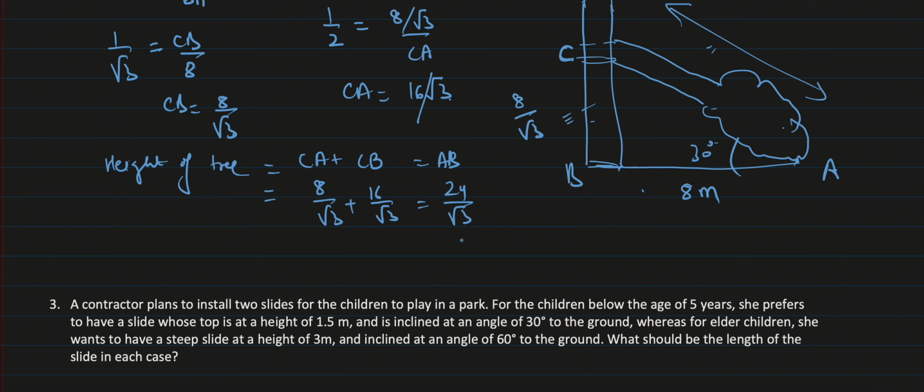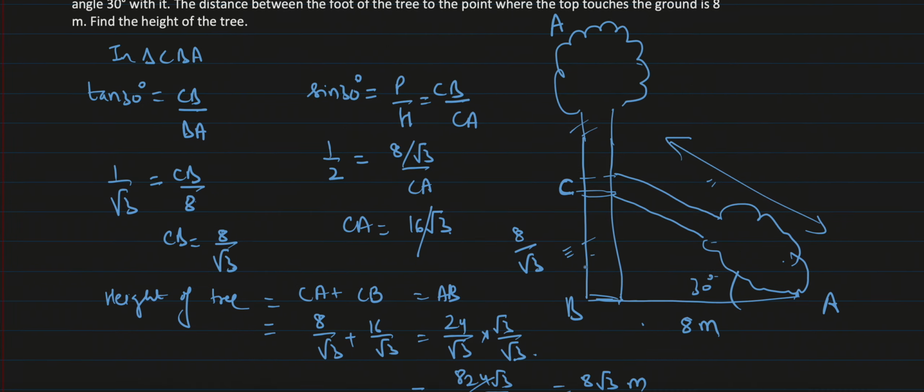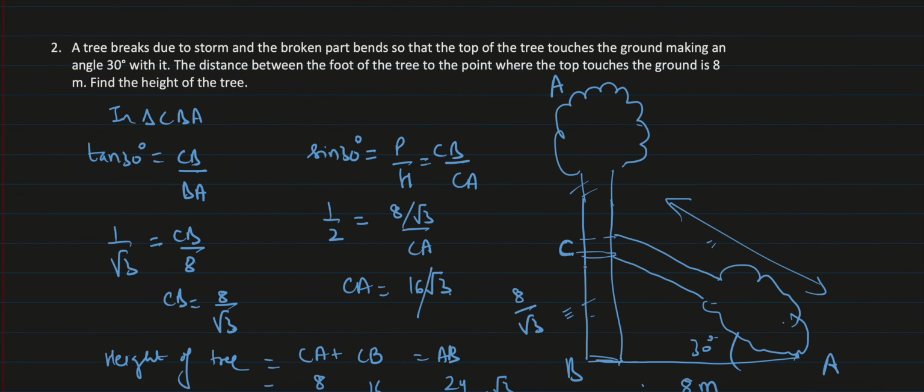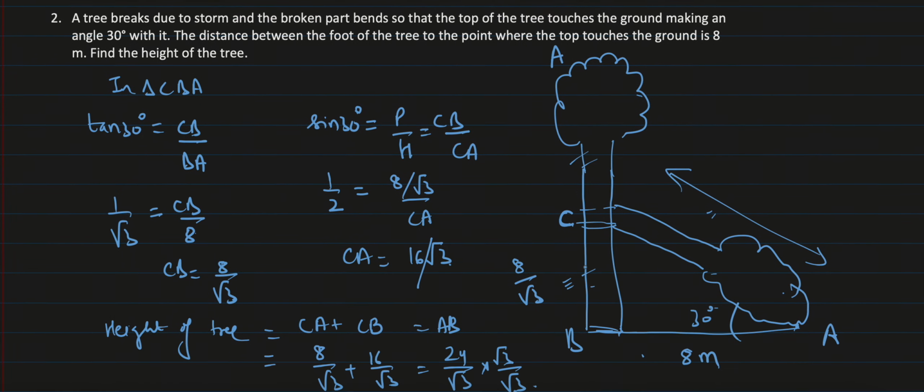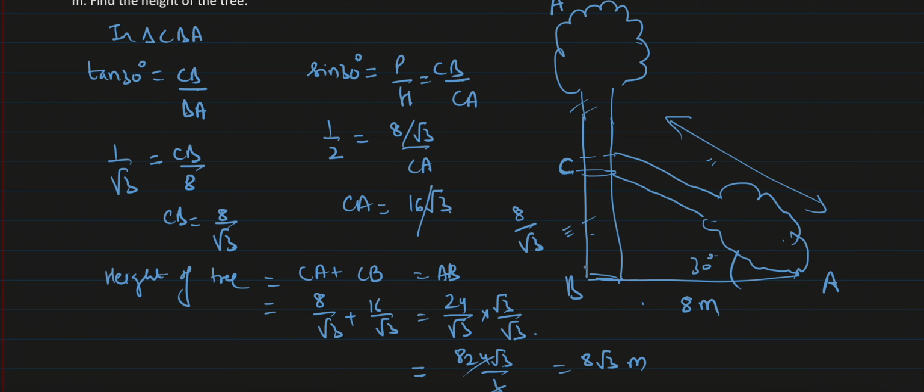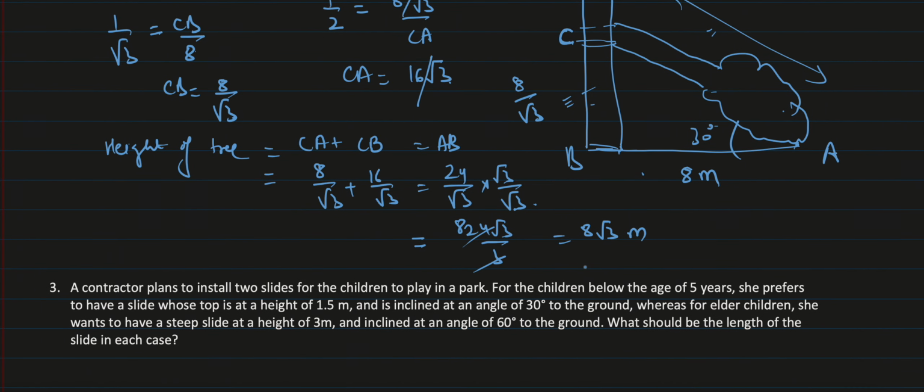But we cannot leave the answer with the root in the denominator, so we need to rationalize it. Multiplying both numerator and denominator by root 3, it becomes 24 root 3 by 3. Cancel out, so it becomes 8 root 3 meters. That is the height of the tree. No root 3 value is given in the question, so we do not have to convert and simplify. Okay students, I hope it's clear. Now let us move on to the next question.